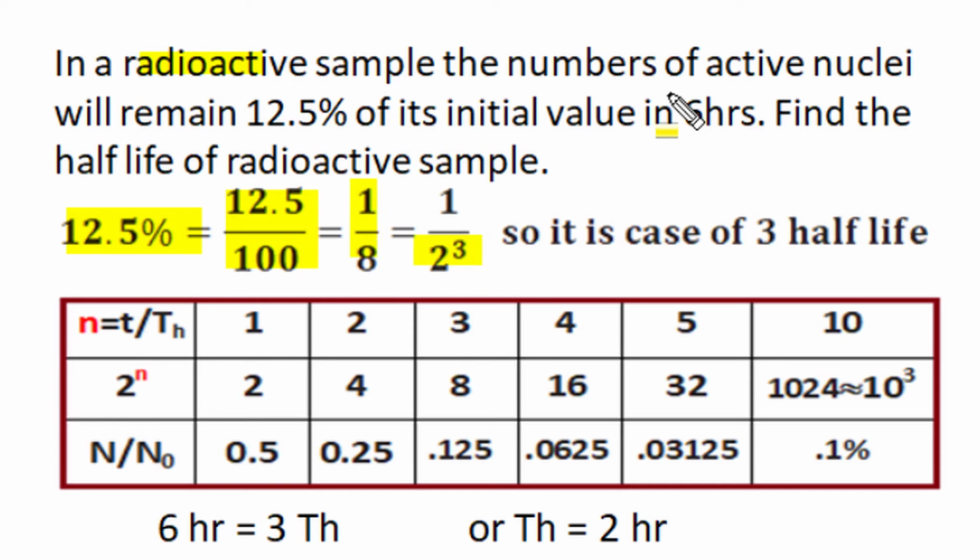Now 8 is 2 raised to power 3. It means this condition of 6 hours is a condition of 3 half-lives, as after 3 half-lives, the present amount will become 1/8 or 12.5%. Now 6 hours is equal to 3 half-lives. So 1 half-life is equal to 2 hours. So half-life of this radioactive sample is 2 hours. It means this sample will become half after 2 hours, become half of half or 1/4 or 25% in 2 half-lives, that is after 4 hours, and after 6 hours it becomes 1/8 or 12.5%, and after 4 half-lives it will become 1/16, and after 5 half-lives or 10 hours it will become just 3.125% of its initial value.